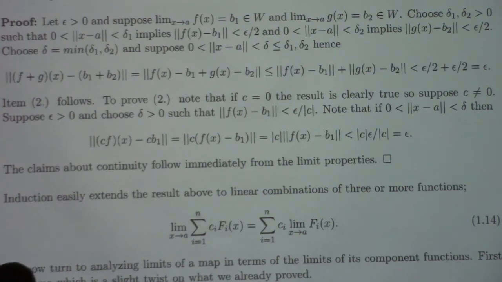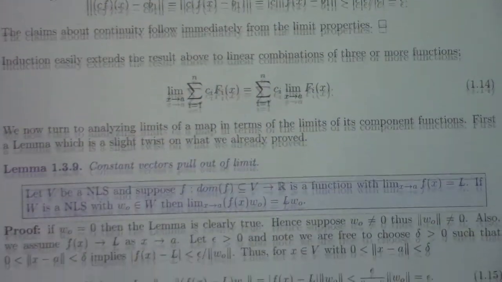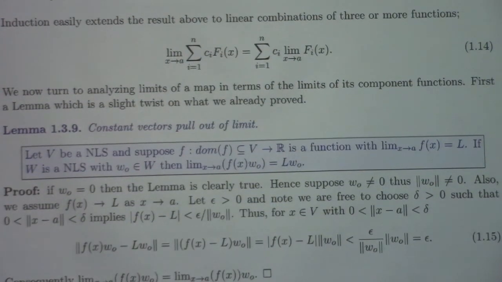Now, when I was writing up the notes a couple weeks ago, all of a sudden I ran into a snag in the next theorem and I realized I needed this result. I didn't realize I needed it in previous years, but this is something I need in order to proceed here. So constant vectors pull out of the limit.